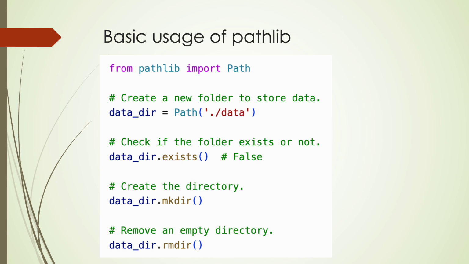The main class we will use is Path, which can represent files or directories. We can pass the path to a file or folder to the Path class to create a Path object, which will then be used to perform various path operations. As shown here, we can use it to check if a folder exists or not, and also use it to create or delete a folder. We will introduce other use cases of the Path object a bit later.